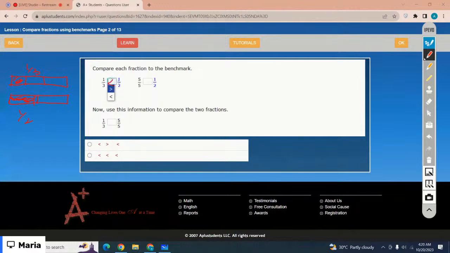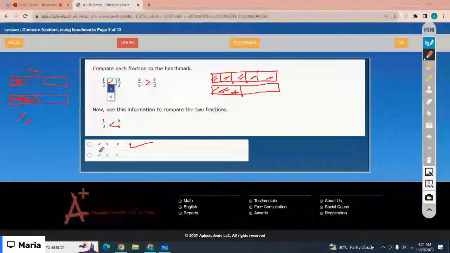Now let's just make 1 by 2 and 5 by 5, right? 1, 2, 3, 4, 5. Okay, 5 by 5. All of them are colored. Here is 1 by 2. Just this portion is colored. So obviously 5 by 5 is greater than 1 over 2, right? So 1 by 3 is less than 1 by 2 and 1 over 2 is less than 5 over 5. That means 1 by 3 is less than 5 over 5. So option 1 is the correct option. Got it? The correct option is option number 1.